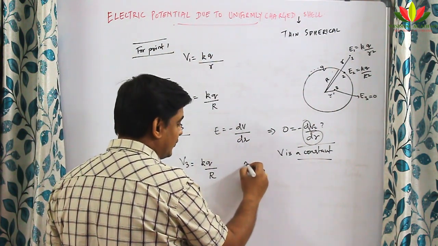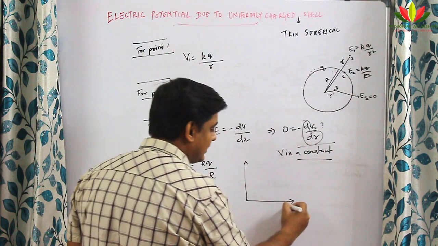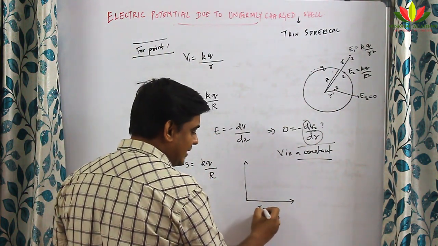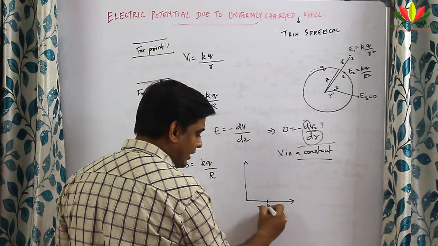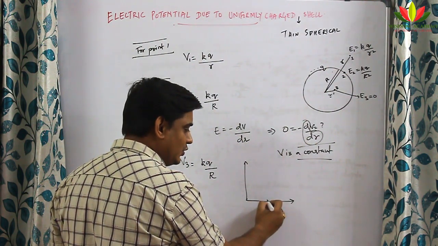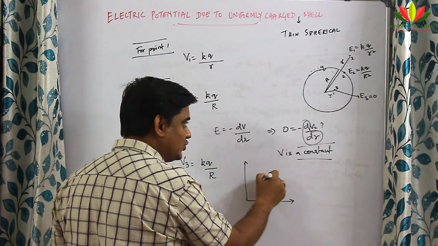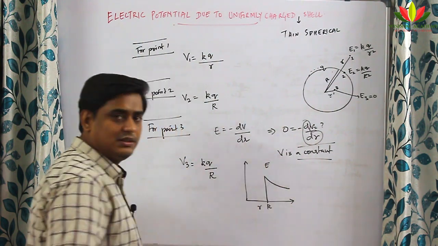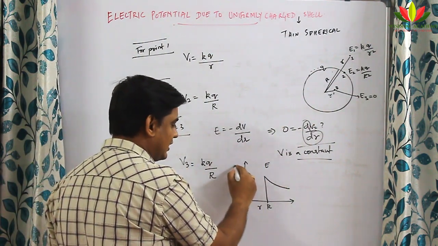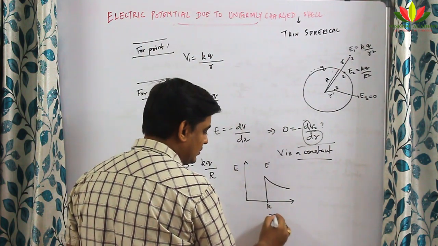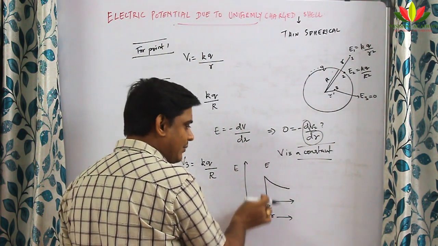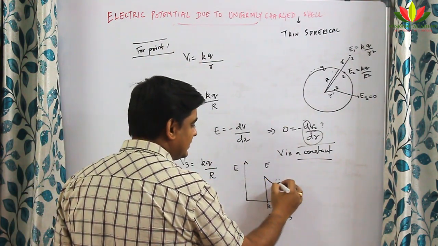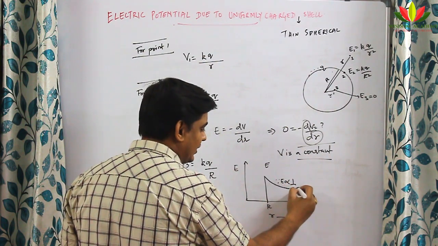They may ask this by the help of a graph. If you remember the electric field graph, with r on the axis and the value of capital R marked here, up to R the electric field was 0, at R it is maximum, and as you go away it keeps on reducing, since electric field is inversely proportional to r square.